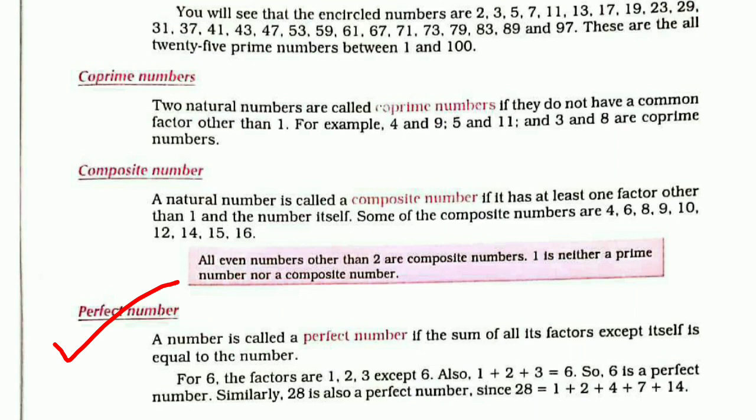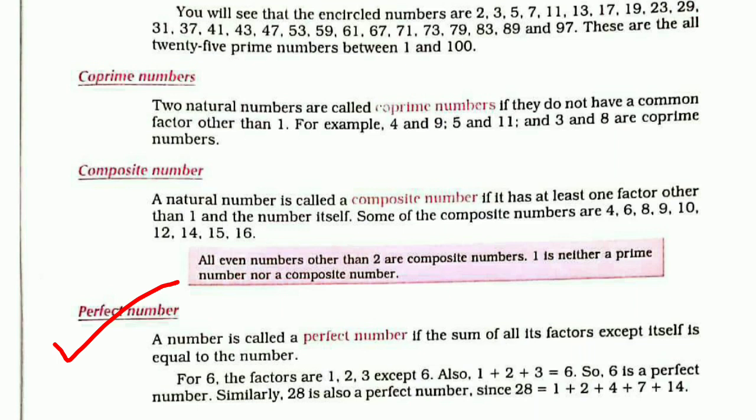Here for example you can see 6. Now all the factors of 6 are 1, 2, 3 and 6. So here except 6, if we add all the factors 1, 2 and 3, we will get 6. So 6 is a perfect number.